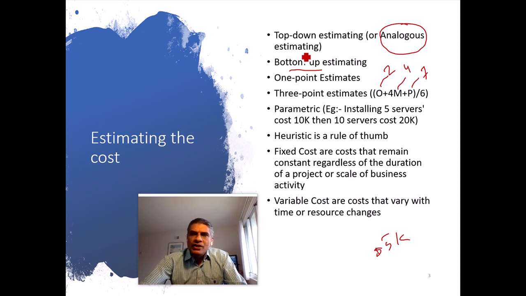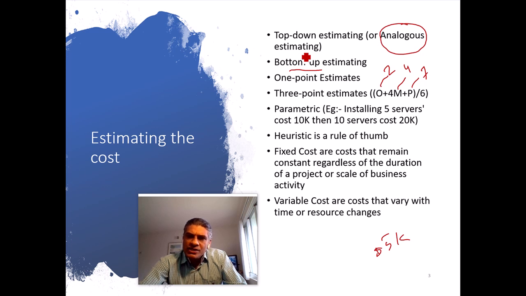If you only know the estimate per unit, the unit of raw materials or unit of servers, then that kind of estimation is called parametric estimate, where based upon the unit cost, we should be able to find the total cost of the task or total cost of the activity.